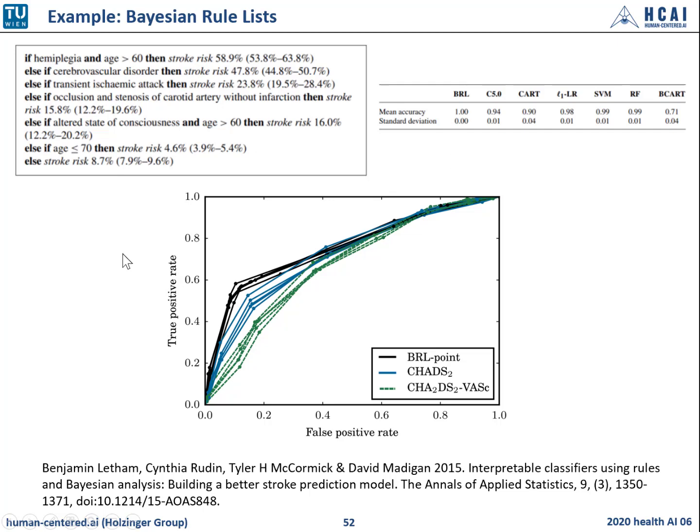So this is a nice example by Letham and Cynthia Rudin, and this is on clinical prediction rules for estimating the risk of stroke in patients with non-rheumatic atrial fibrillation. This is this AF, and this is called the CHADS score, and the updated version CHADS2, for example. This is a clinical prediction. So it's a very good example.